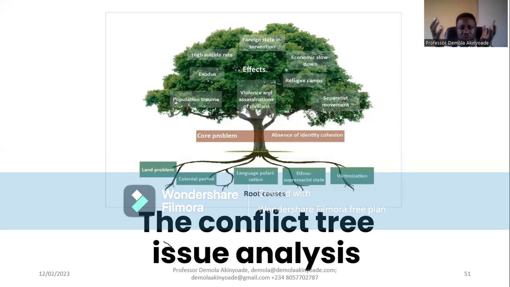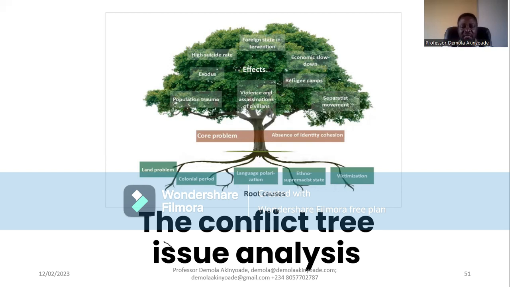What do we need to do? Cut the leaves, cut the stem, uproot it. Now, given the time we have at hand, can we uproot? These are the things we take into consideration. But the first thing is, what are the root causes of this issue?